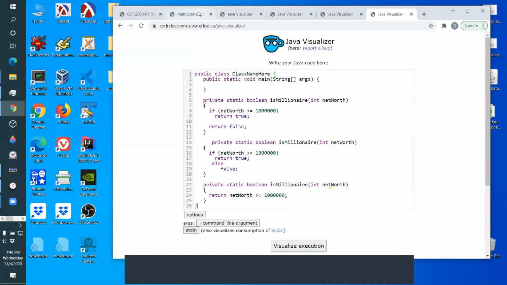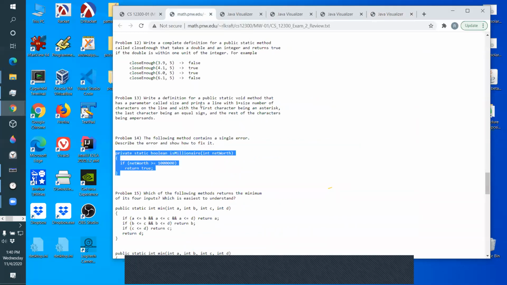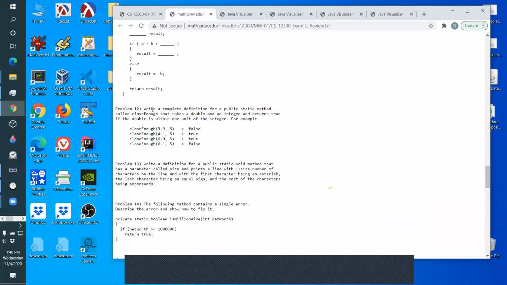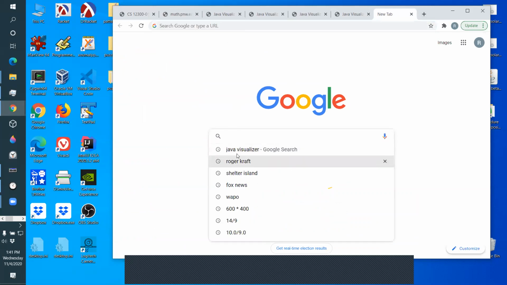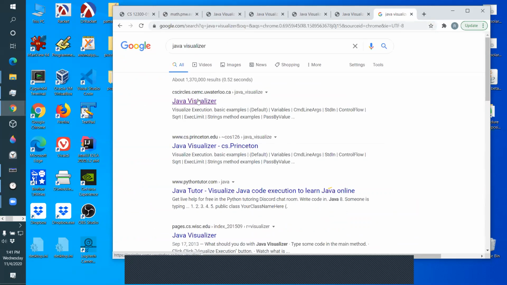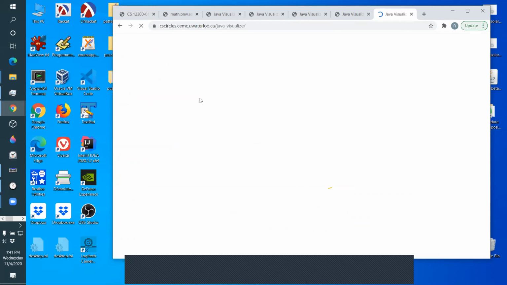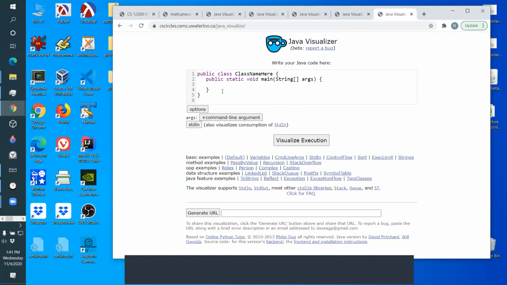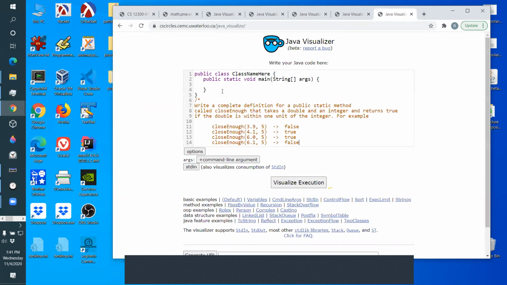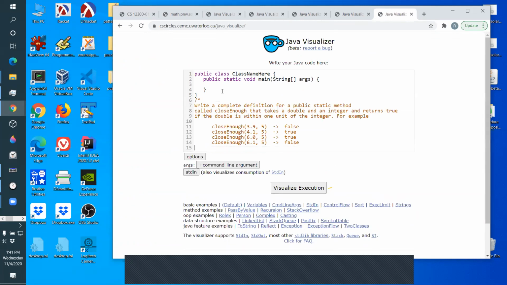Now, let's see, what was the other one? 12. Okay. Write a complete definition. Copy this over to the Java visualizer so we can read it while we're working on it. I'll put it down here. There's the description of the problem, so it's sitting there and we can work with it.